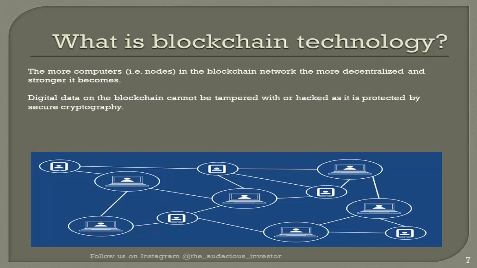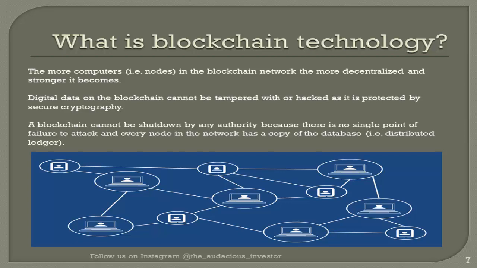So digital data on the blockchain cannot be tampered with or hacked, as it is protected by secure cryptography. A blockchain cannot be shut down by any authority. Why? Because it's decentralized, and there is no single point of failure for any authority to shut down. Imagine a blockchain network with 10,000 nodes spread out across the world. No authority would be able to shut that down, even if they wanted to.